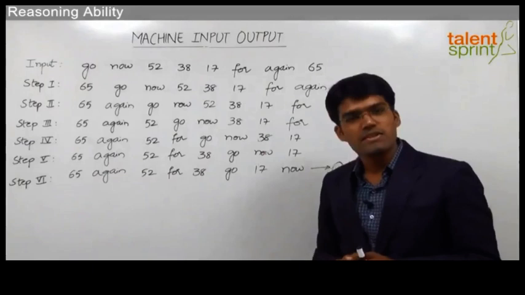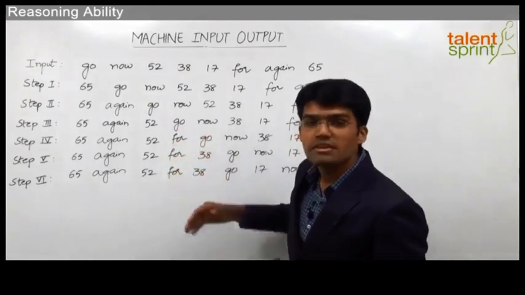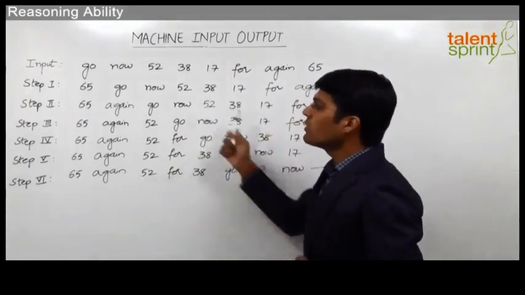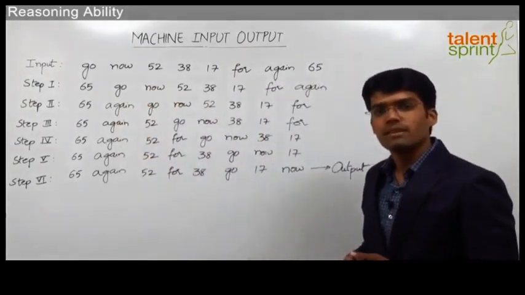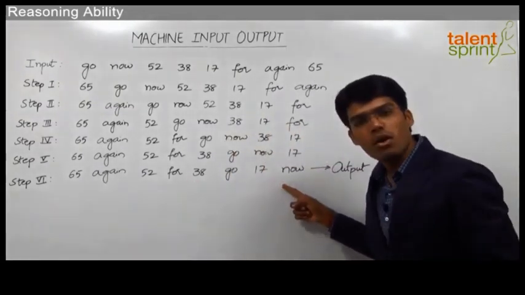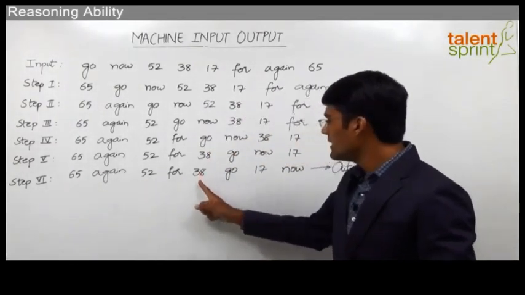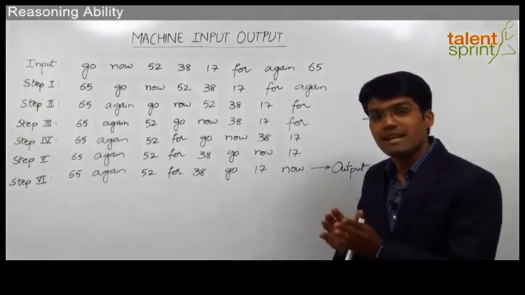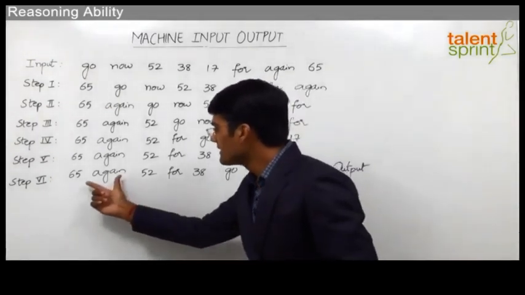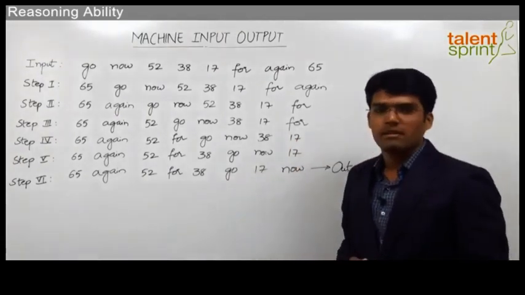To solve questions based on this rearrangement, the first thing which we need to understand is the logic behind this rearrangement. And to do that, the first step is to look at the last step without bothering about the intermediate steps. Now from the last step, we can make out that the words and numbers have been arranged in alternate positions. The order of the numbers here is 65, 52, 38 and 17. So we can understand that the numbers here have been arranged in decreasing order. And if you look at the words, that is again, for, go, now, these words are in alphabetical order.